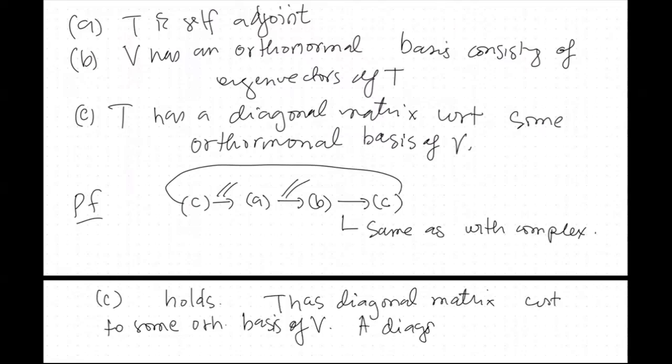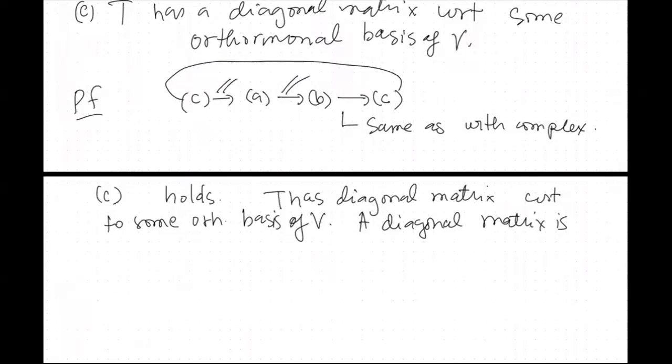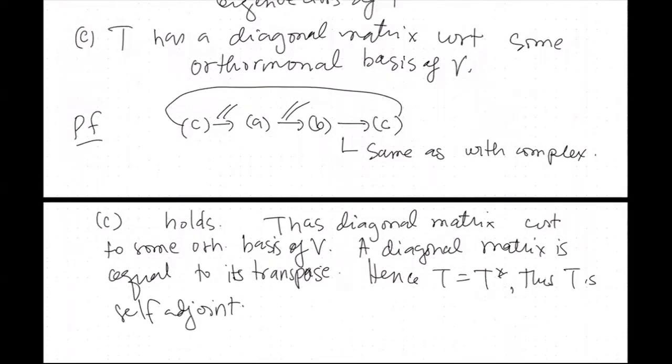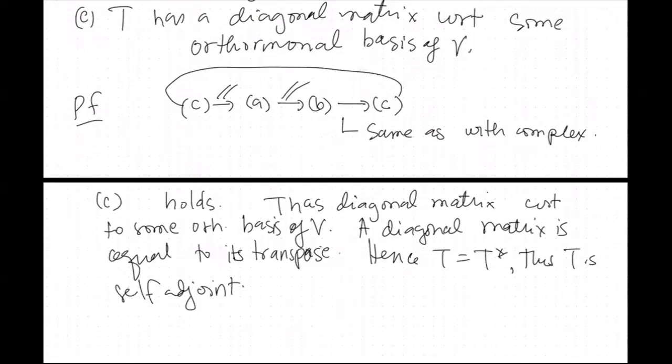A diagonal matrix is equal to its transpose. Hence, T is equal to T star, and thus T is self-adjoint. So we have C, then we get self-adjoint. So A holds.